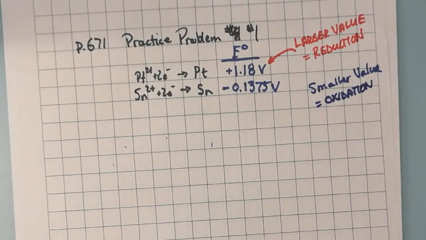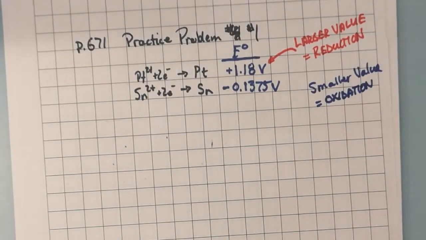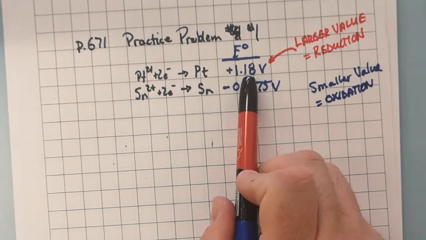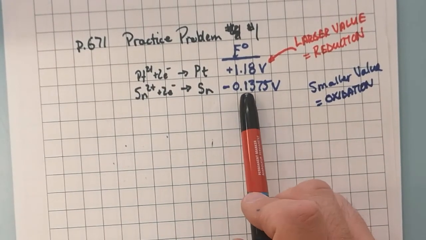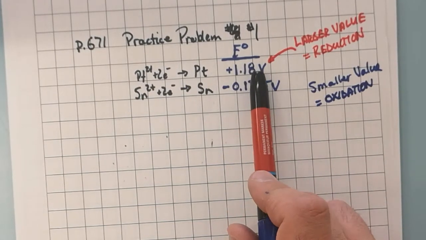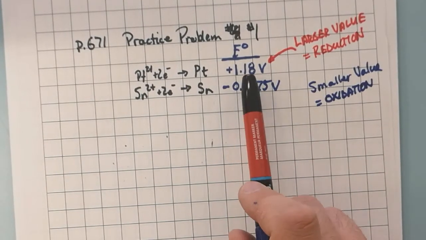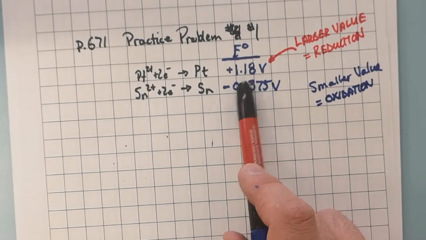Recall, the reduction potential is the relative ability of these ions to be reduced by electrons. Platinum is much more likely to be reduced. Tin is much less likely to be reduced. You can think of these as a ranking. Platinum is ranked much higher than tin, which means that it will be reduced compared to tin.